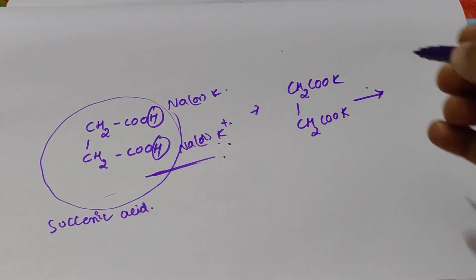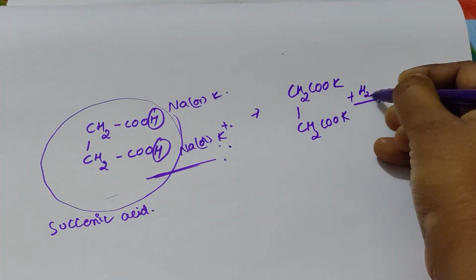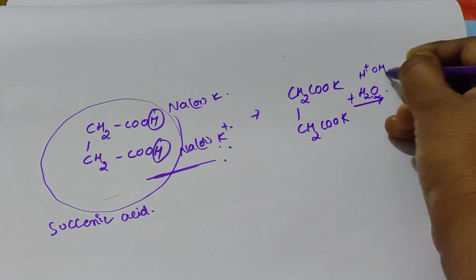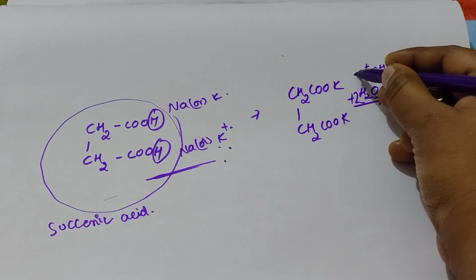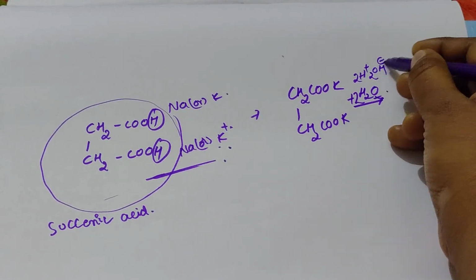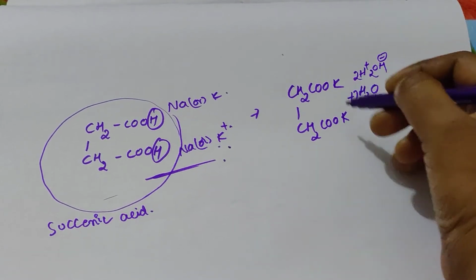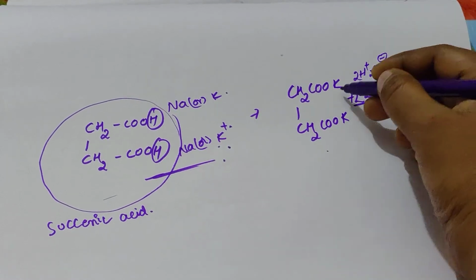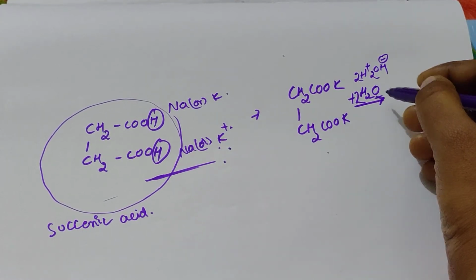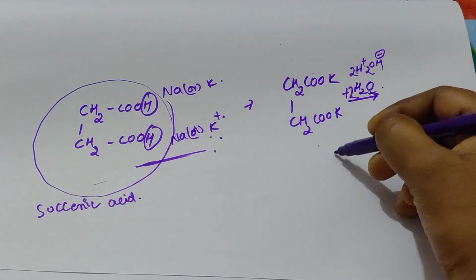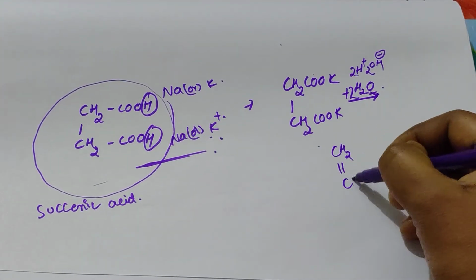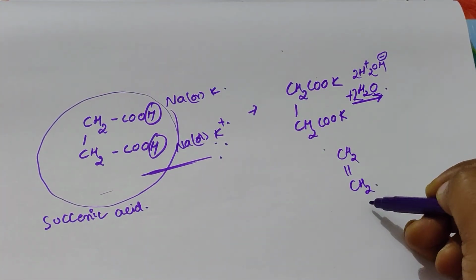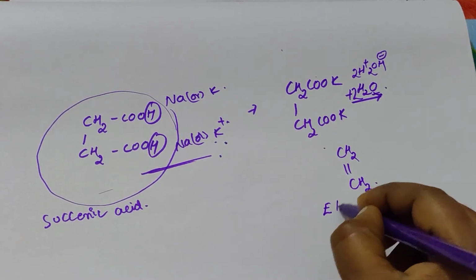To do this, add some water. Water undergoes ionization to H plus and OH minus; 2 moles of water give 2 H plus ions and 2 OH minus ions. In this, the potassium salt of succinic acid undergoes electrolysis to produce CH2 double bond CH2. This is named ethylene.